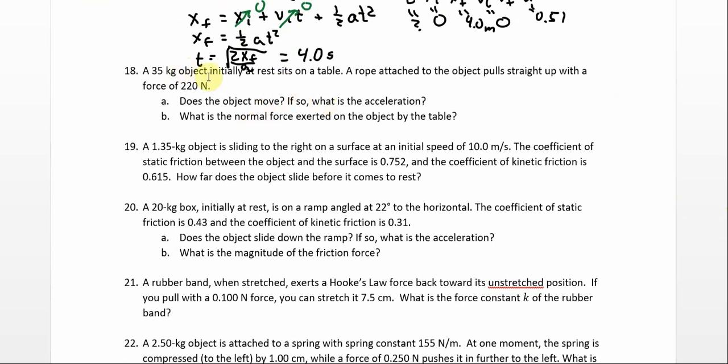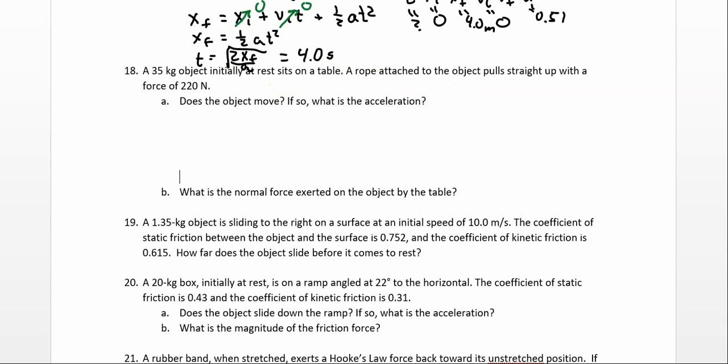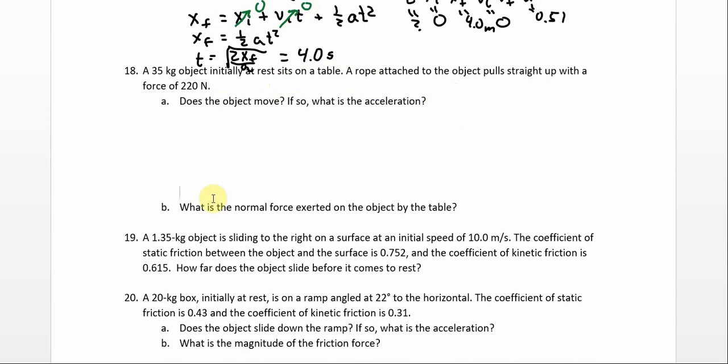A 35-kilogram object initially at rest sits on a table. A rope attached to the object pulls straight up with a force of 220 newtons. Does the object move, and if so, what is the acceleration? And then we want to know what the normal force is. Okay. So let's draw the situation.